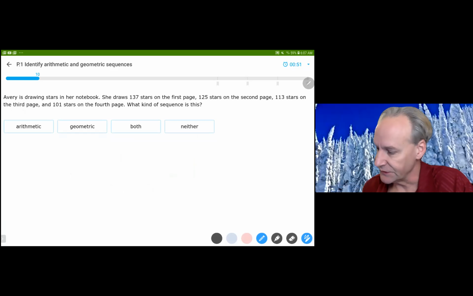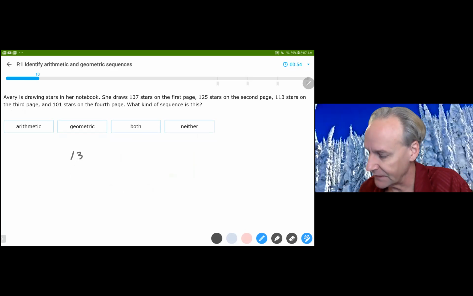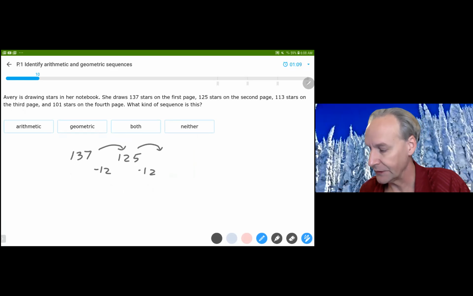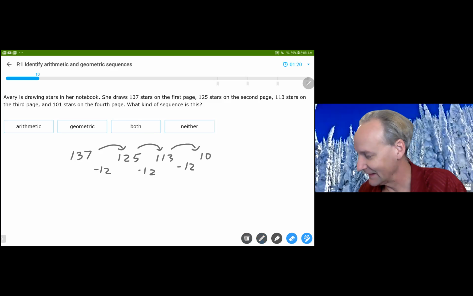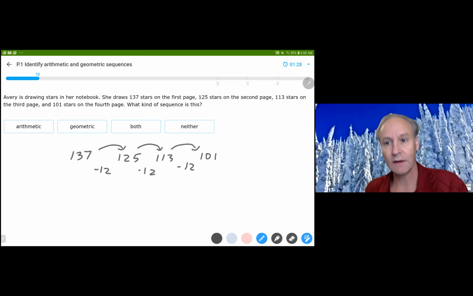Now this one, she started out with 137 stars and then got a little more tired or made them a little larger, and then she had 125 stars. The difference between these is that it went down 12. If it goes down 12 again, I'm going to anticipate that it'll be 113, and sure enough it is. And if it goes down 12 again, it's going to be 101. There we go. And this is an arithmetic sequence because we are subtracting 12 every time.